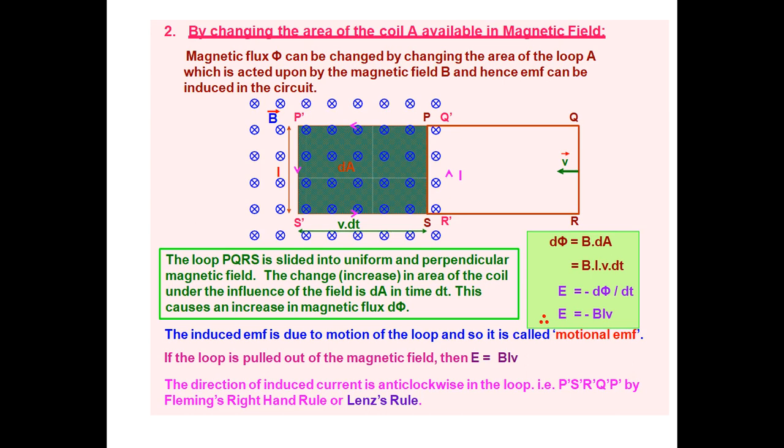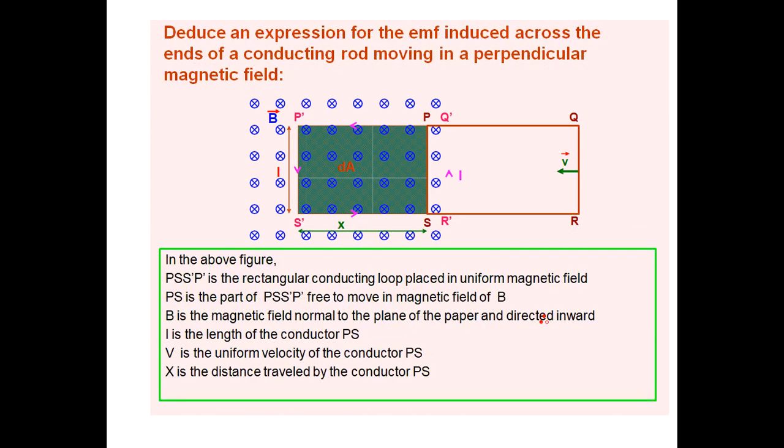Therefore, P', S', R', Q' and P'. By Fleming's right hand rule, it applies Lenz's law. Next we'll deduce the expression for the EMF induced across the ends of a conducting rod moving in a perpendicular magnetic field. This is a very important expression.